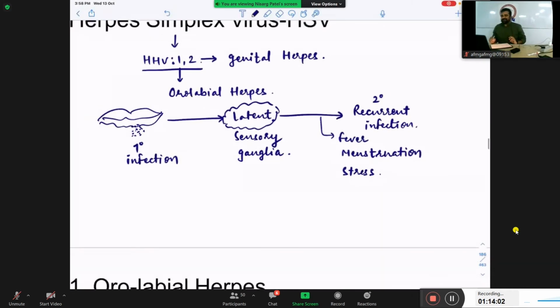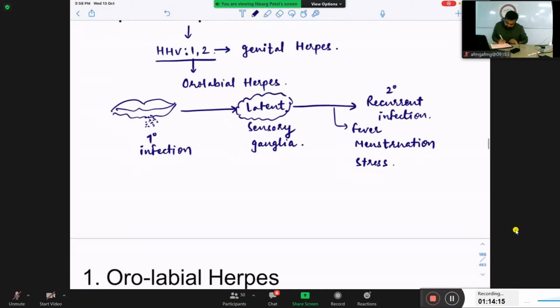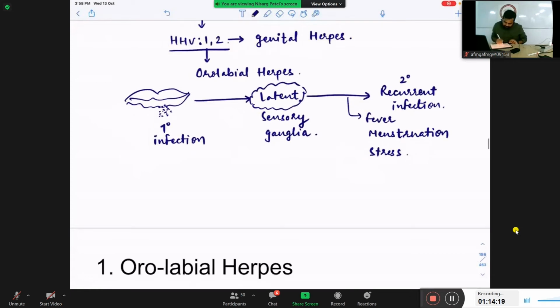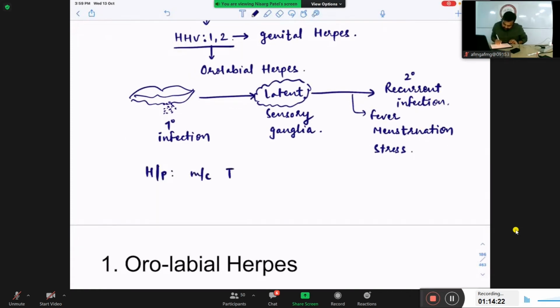We discussed the herpes virus and what it will cause. What was the diagnostic test we discussed? The Tzanck smear. On histopathology of this virus, the most common test used is the Tzanck smear.